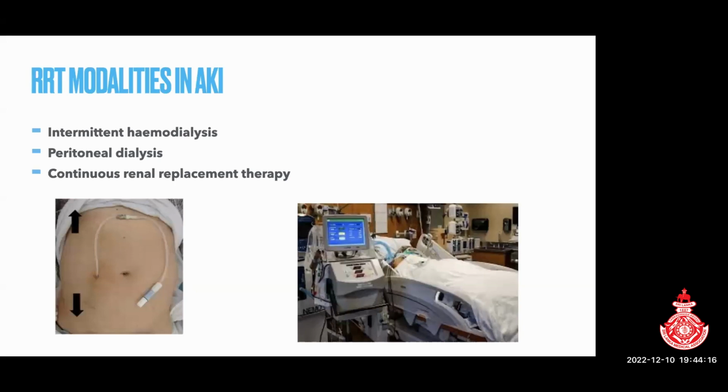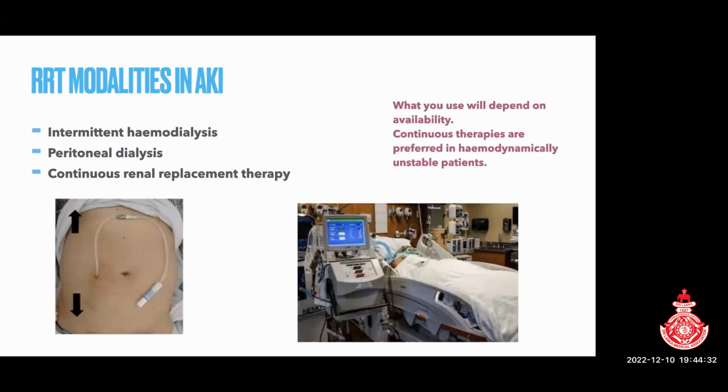You can do peritoneal dialysis, right? Or you can do continuous renal replacement therapy, which is given generally in the ICU. So it's continuous as opposed to intermittent hemodialysis. So the patient is attached to the machine throughout the day, right? Now, what modality you use will depend on the availability, right? So a CRRT generally would be in an ICU setting.